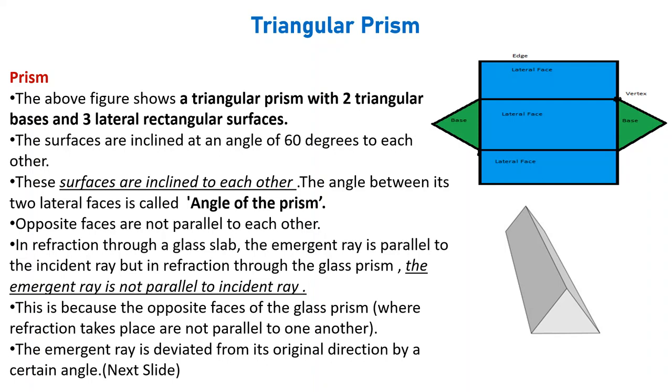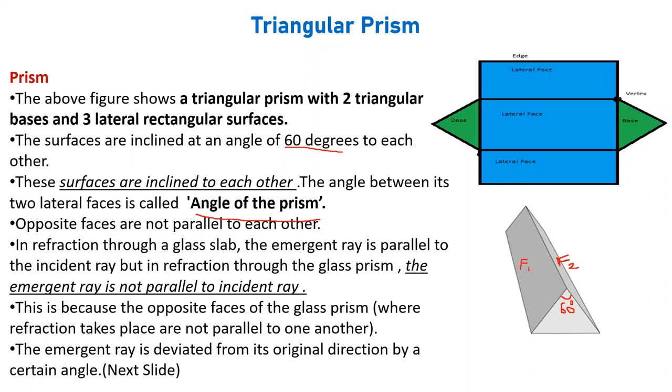So these surfaces are inclined to each other. As you can see, let me mark it as F1. This is face 1, and over here F2, right? So F1 and F2 are the two faces or the two surfaces of this triangular prism. Clear? And as I told you, the angle is 60 degrees. These two surfaces are positioned at 60 degrees, and this is known as the angle of prism. Clear, students? The angle between its two lateral faces is called the angle of prism.